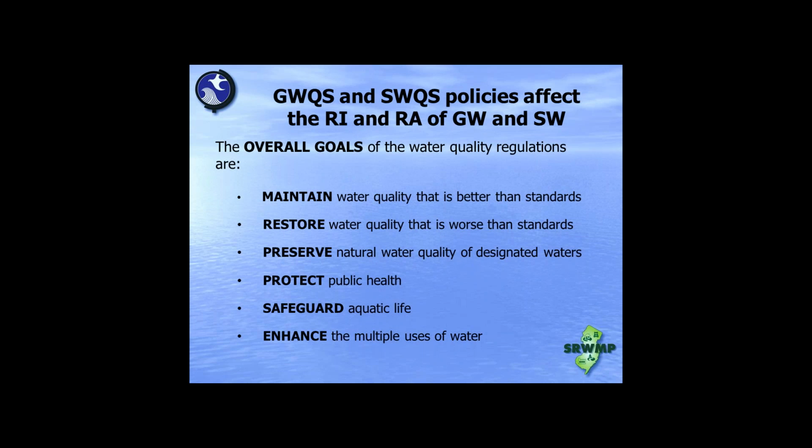So basically, in the initial policies for the groundwater and surface water quality standards, the focus really is to maintain water quality that's better than standards, restore water quality that's worse than standards, preserve natural water quality in designated areas, protect public health, safeguard aquatic life, and enhance the multiple uses of water. These are the questions you need to ask yourself, basically, when you're doing any of these investigations and coming up with remedial action plans.